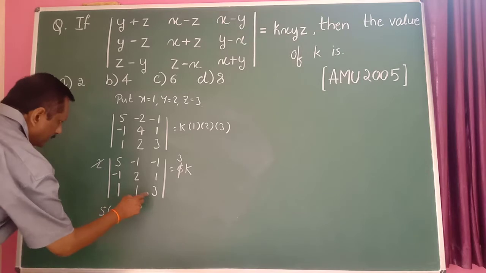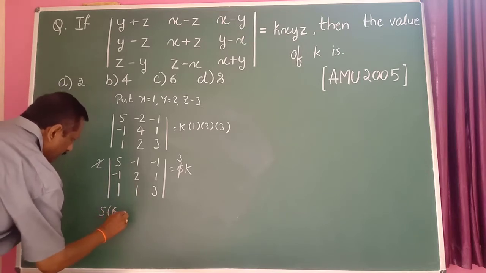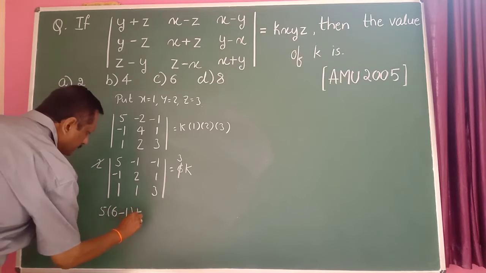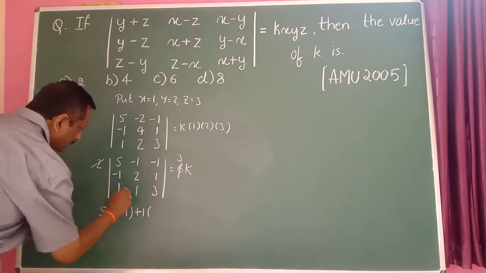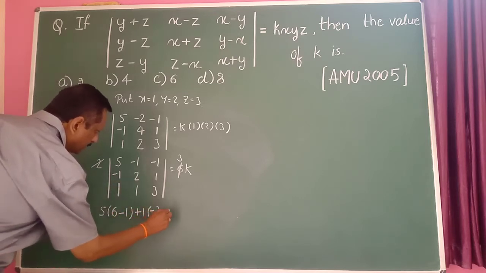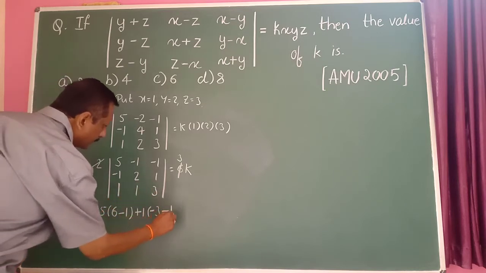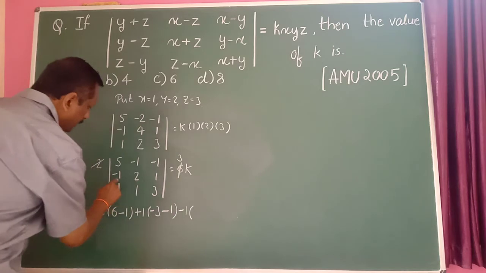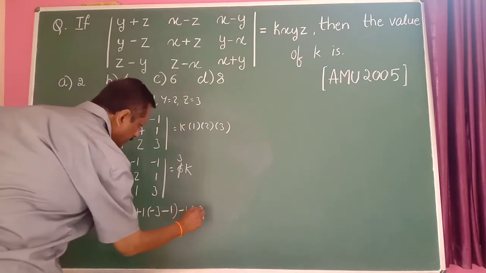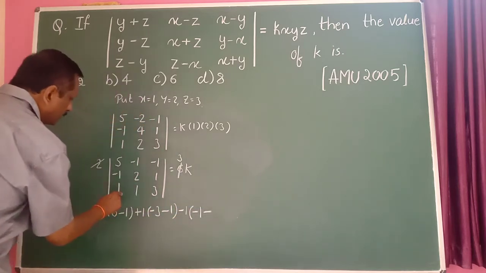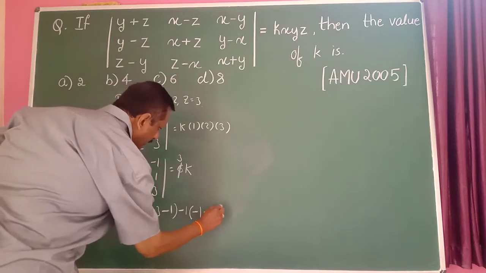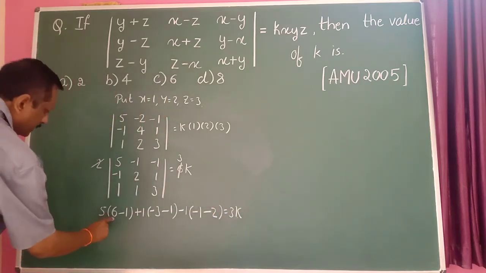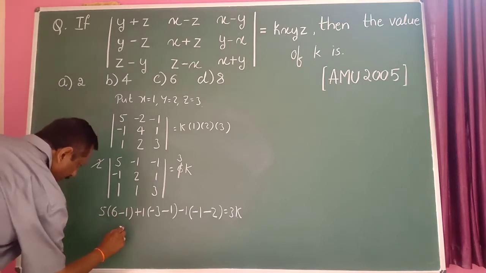5 into 3 2s are 6 and 1 into 1 becomes 1. Minus of minus becomes a plus 1. 3 1s are 3. Minus of 3 minus of 1 1s are 1. Then minus 1. Here minus 1 into 1 is minus 1. Minus of 2 1s are 2. Is equal to 3k. 6 minus 1 is 5. 5 5s are 25.